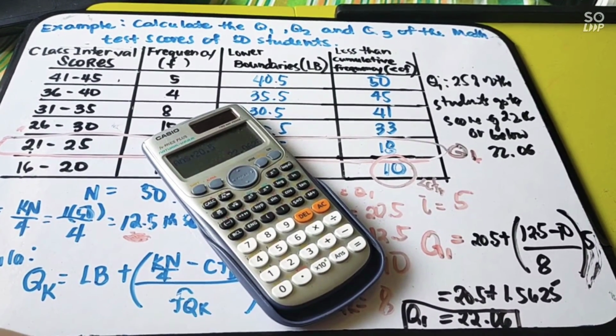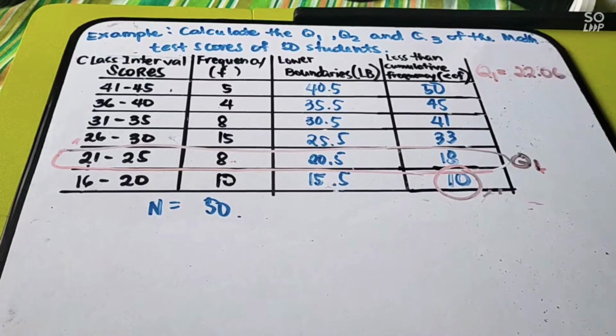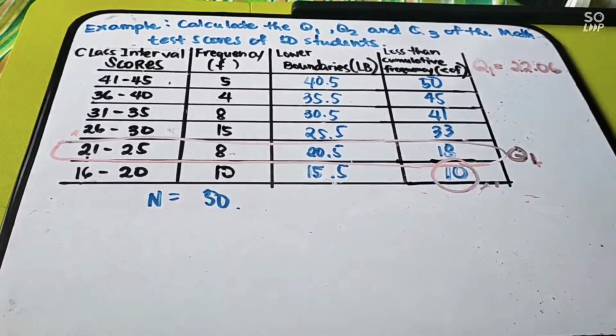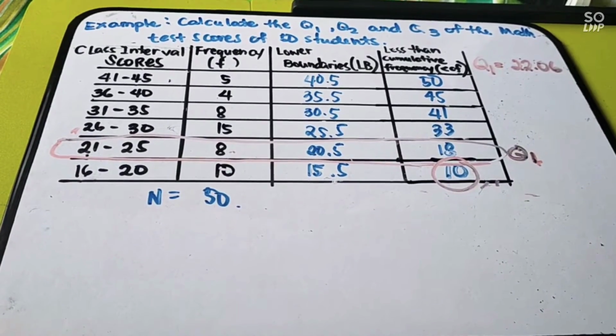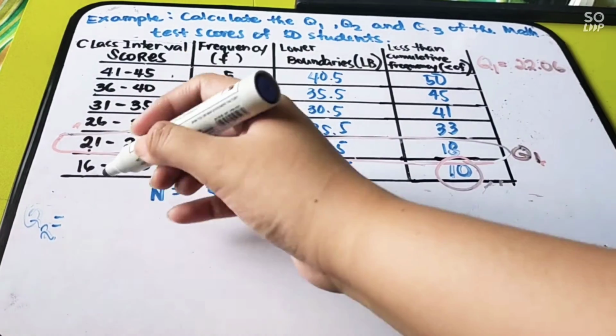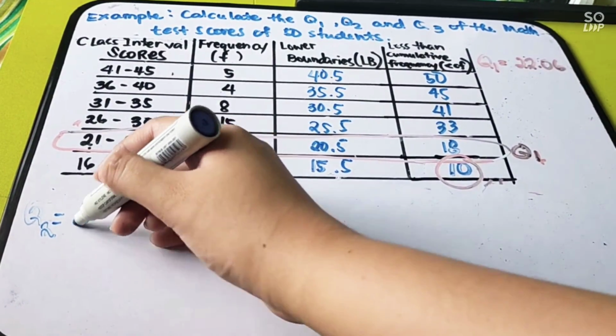Let us have quartile 2. Right, so nakuha na natin si quartile 1, which is 22.06. Let us move with quartile 2. So for us to find quartile 2, formula ulit natin kanina, we have Kn over 4.